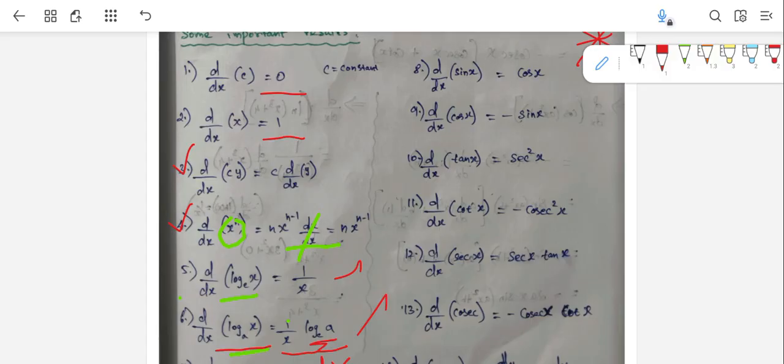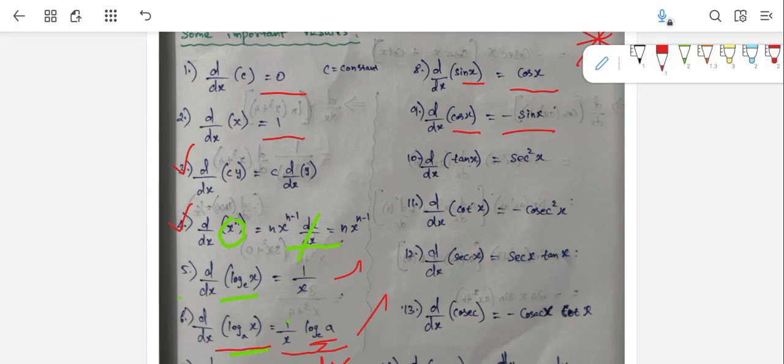When you differentiate sin x with respect to x, it will be cos x. When you differentiate cos x, it will be minus sin x. So the sign, positive, negative, you should be very careful. If you differentiate cos, it is minus sin x. But when you differentiate sin, it is just cos x, means positive. Wherever you get negative, wherever you get positive, you should be very clear. Otherwise, you will get confused.